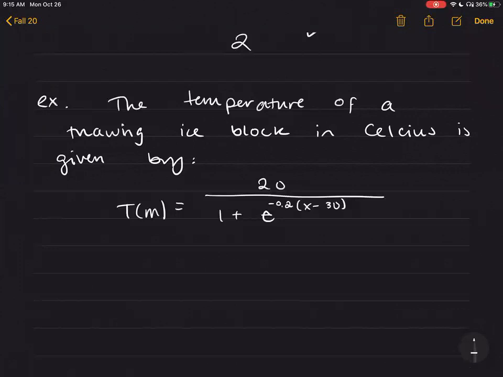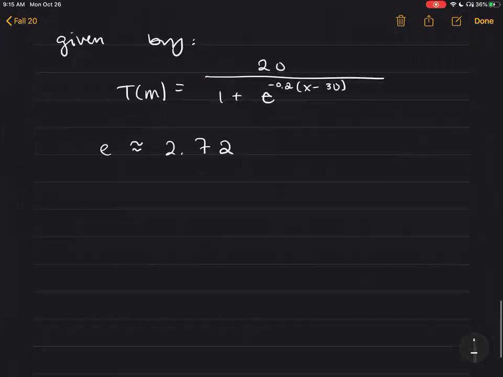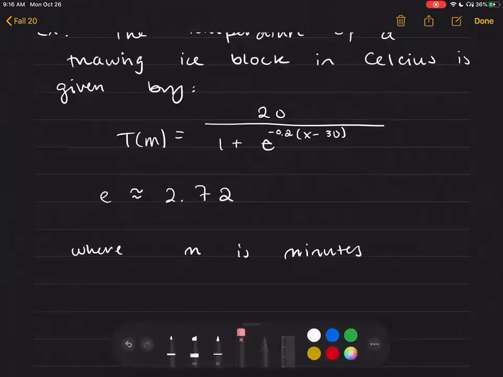First of all, it's got that e in there. E is what's known as the growth constant. It's about 2.72. And it's got x and an exponent, and then there's a fraction. It's a mess. But the question wants us to know, so first of all, where m is minutes. So this should actually be m in here. There we go.